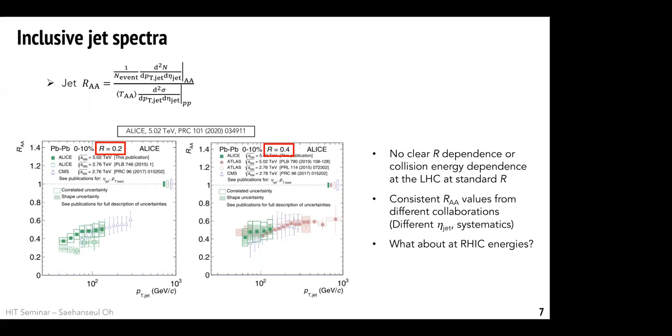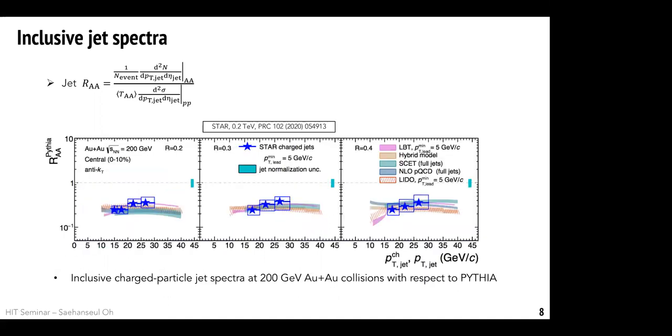Although they have different jet rapidity coverage and different systematics, they do show similar jet RAA values. And we can even do the same measurement at RHIC energies. Last year, STAR published the first jet RAA paper, the inclusive charged particle jet spectra at 200 GeV in gold-gold collisions. Their RAA is with respect to PYTHIA, but the RAA values are similar to what the LHC experiments showed.